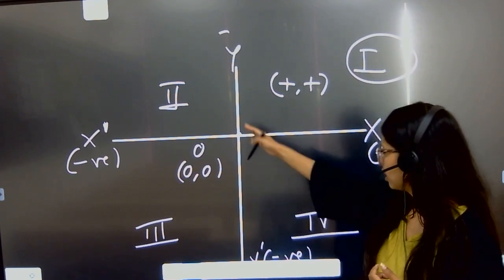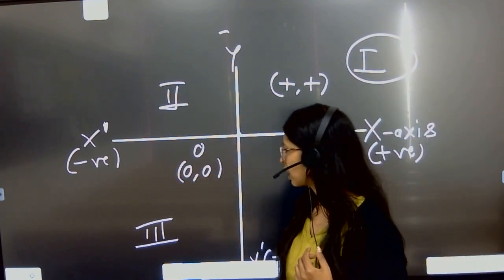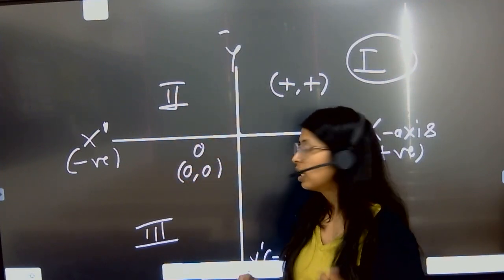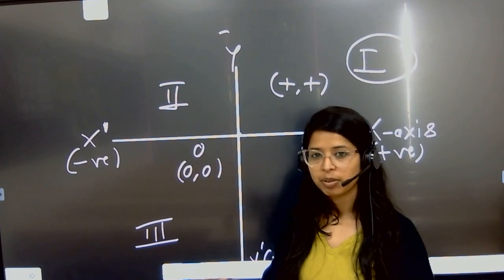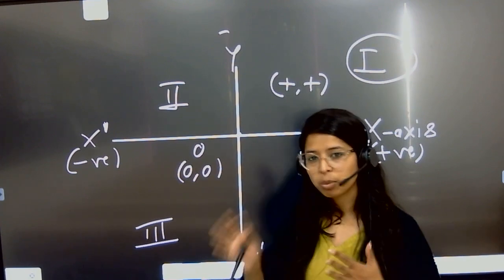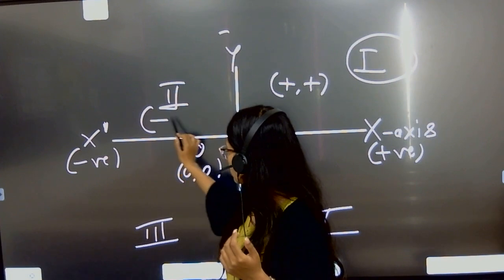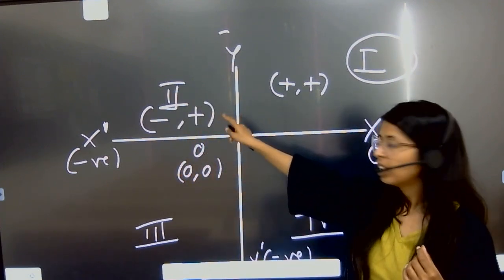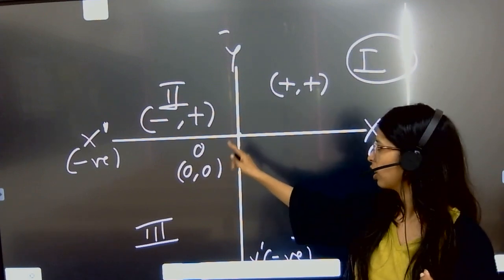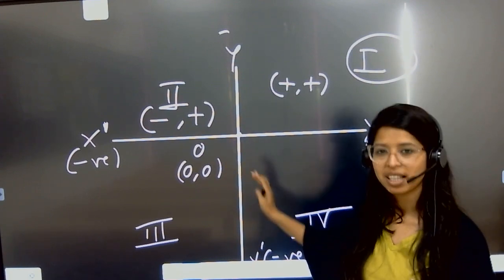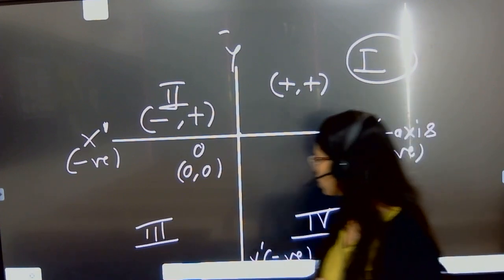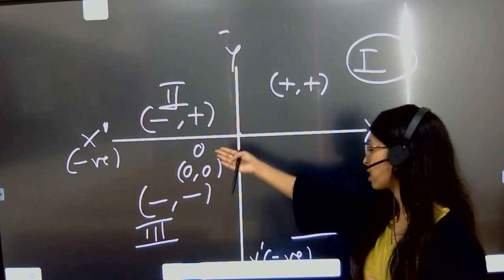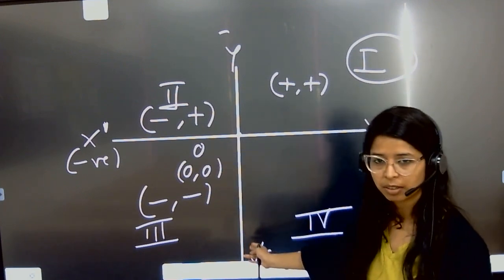Okay, then let's see the second quadrant. In the second quadrant, we can see the x part is negative and the y part is positive. Now we all know we represent the coordinate as x comma y, so the x part is negative and the y part is positive. So in the second quadrant we have a coordinate in the form of minus comma plus. Clear? Same for the third quadrant, we have both x and y negative.